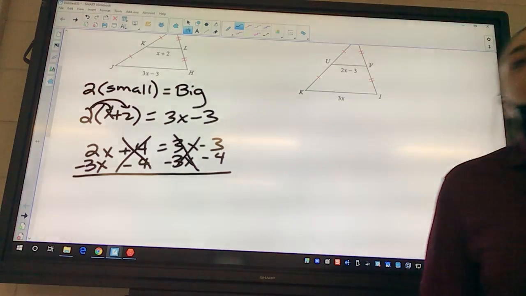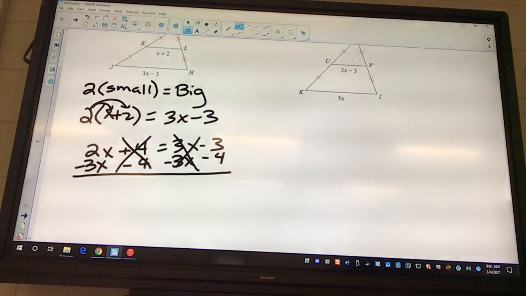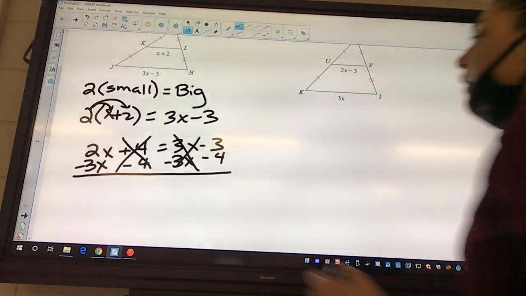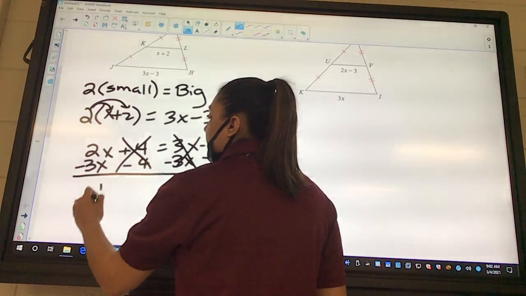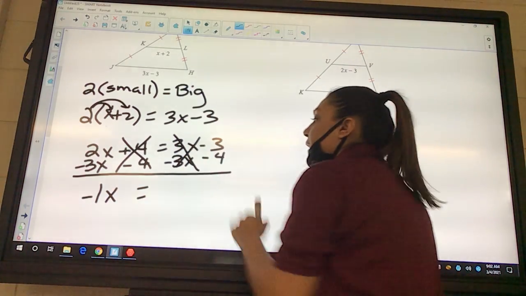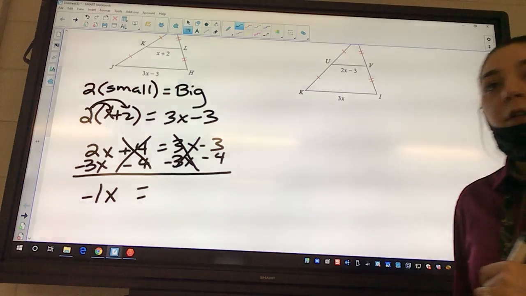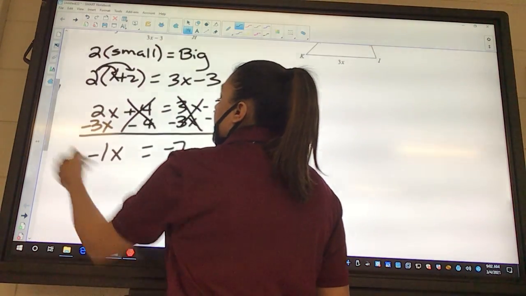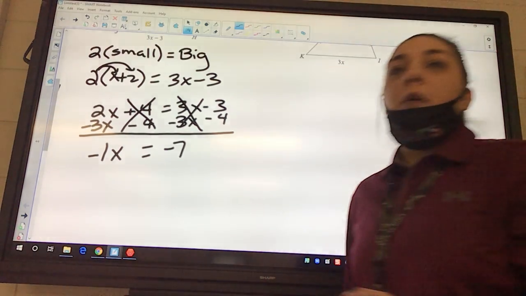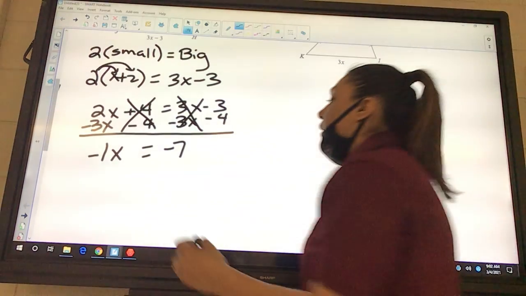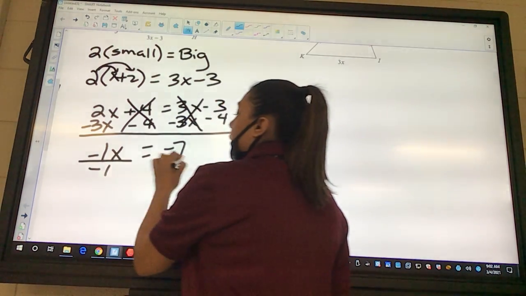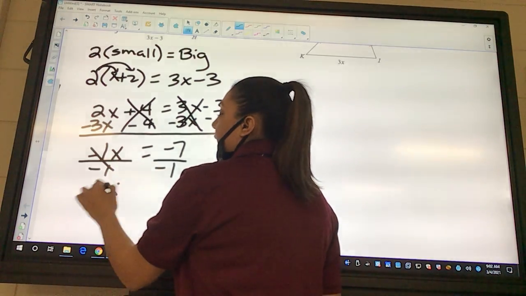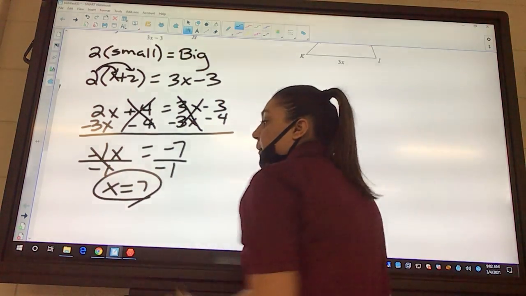So what is 2x minus 3x? Negative 1x. And then I have negative 3 minus 4, which is negative 7. And then what's our last step always? Divide. So we're going to divide by negative 1. So you got x equals 7.